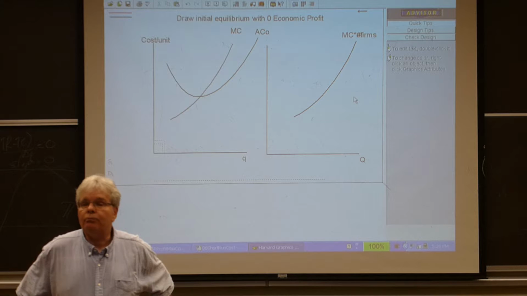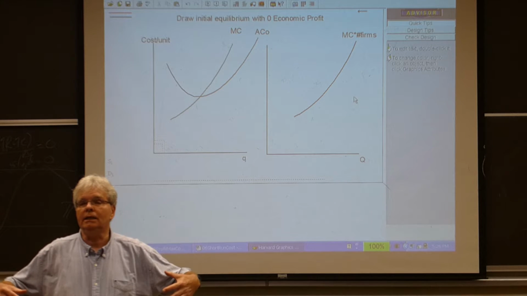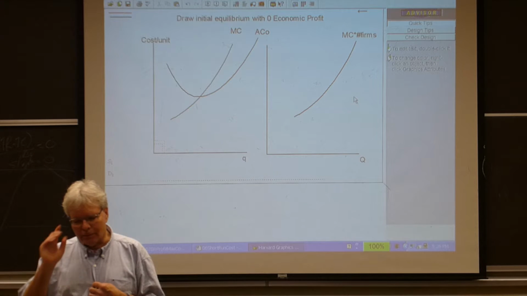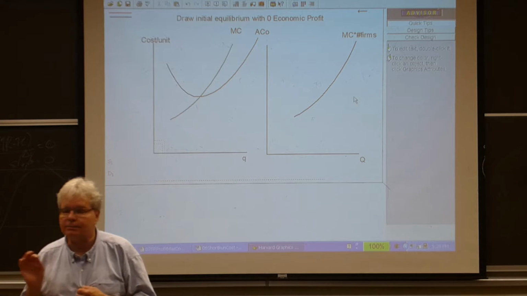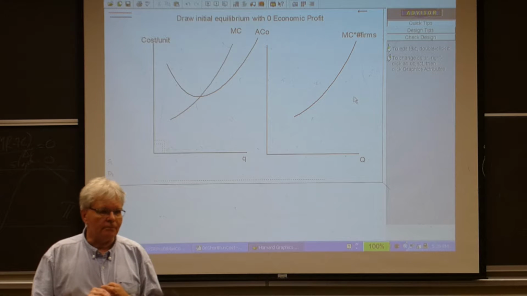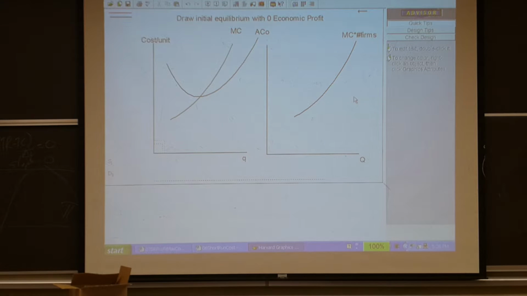So, at what price, what must the price be? Don't worry about how to get the price yet. What must the price be to get 0 economic profit? It must be equal to what? Minimum average cost. So your first move might be to do this. You just draw this, like that, right? Over here. The price must be at minimum average cost. Therefore, demand, since we're competitive equilibrium, must be over here.